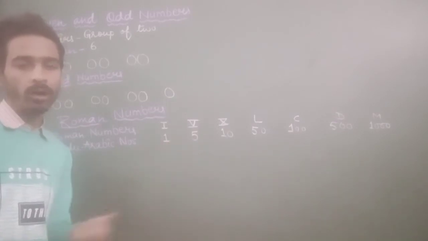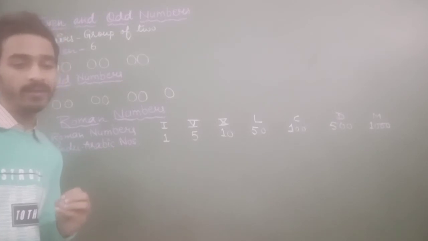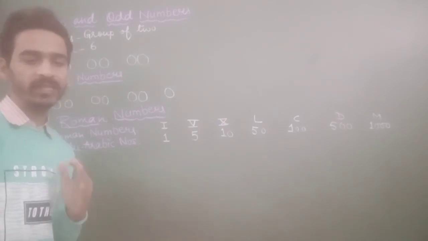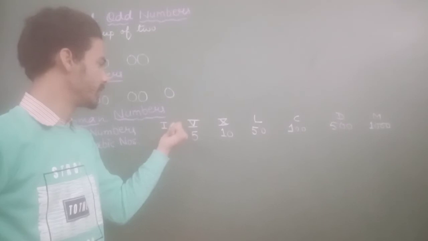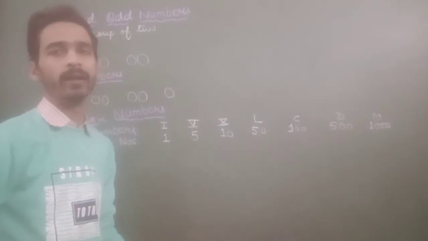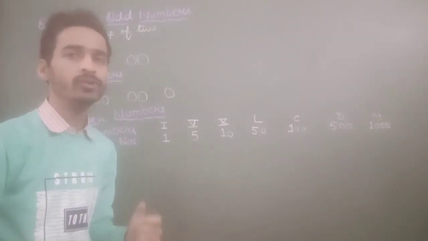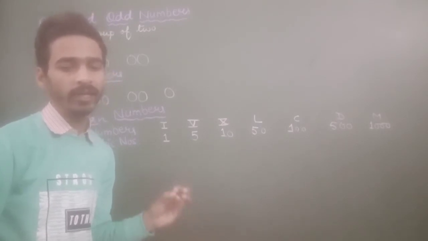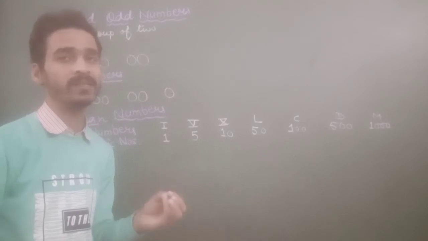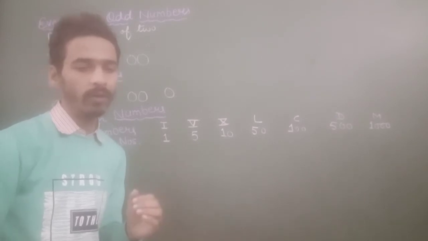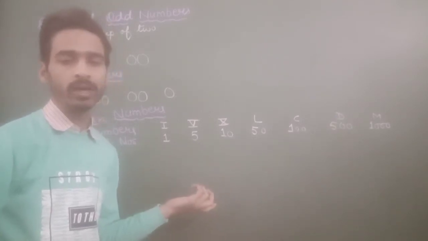Long ago the Romans used 7 letters to write numbers. These 7 letters are I, V, X, L, C, D and M. These letters were put together according to the given rules to form numbers. The Roman system did not use 0.